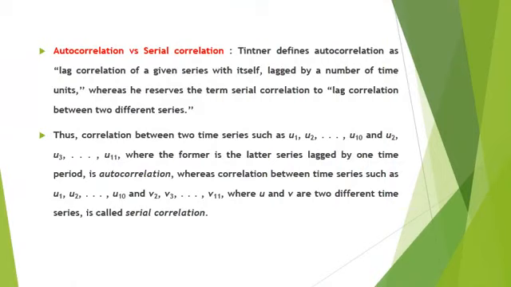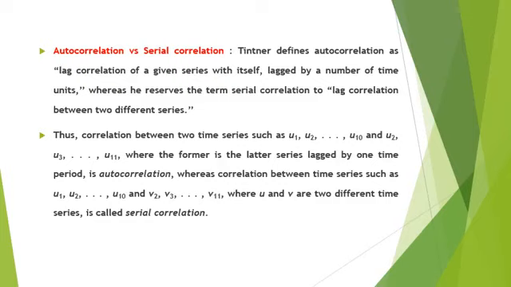Although it is now a common practice to treat the terms autocorrelation and serial correlation synonymously, some authors try to distinguish the two terms. For example, Gerard Tintner, an Austrian-born American econometrician, defines autocorrelation as lag correlation of a given series with itself, lagged by a number of time units, whereas he uses the term serial correlation to mean lag correlation between two different time series.